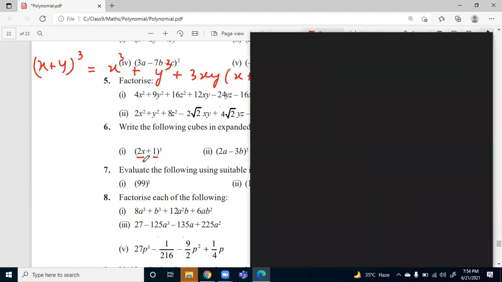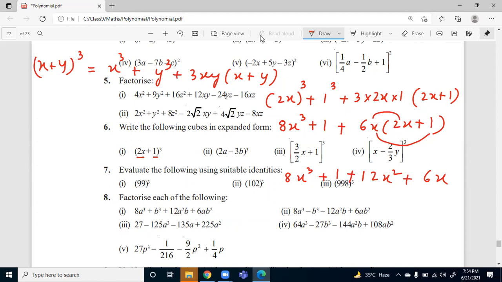Ma'am, from 1 to 8, how many identities are coming? Divyansh is asking something. Yeah, speak. Ma'am, 1 to 8, all identities are coming. You should know about your syllabus of exam. Ma'am, full chapter is coming soon. Yeah, full chapter is coming.